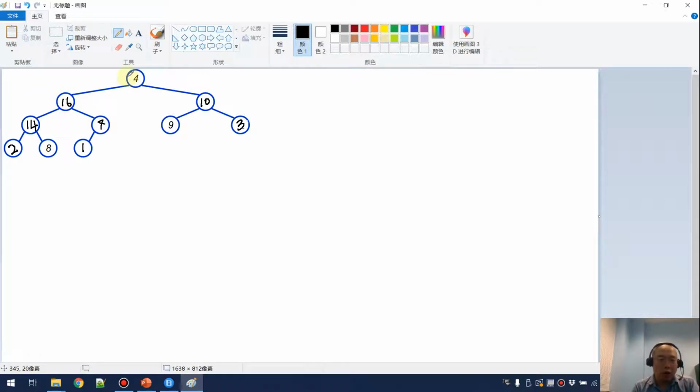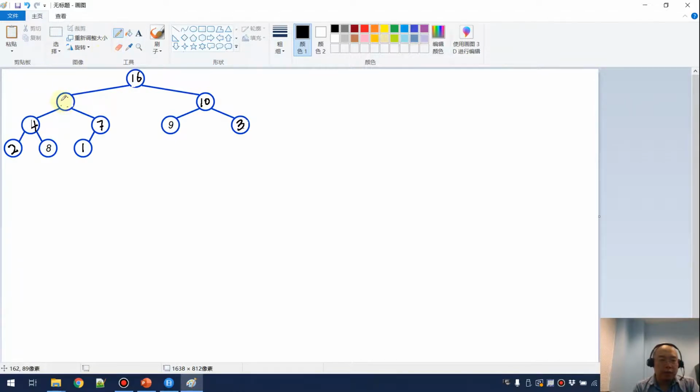And how about this 4? I have to fix this 4 again. So 4 and 16 should swap. Let me put the 16 here, and then put the 4 here. By the way, this is really a 7. Let me write this again. Sorry for my handwriting. Okay, 7. There we go. After that, is this 4 at the right location? No. So I have to swap this 4 with the 14.